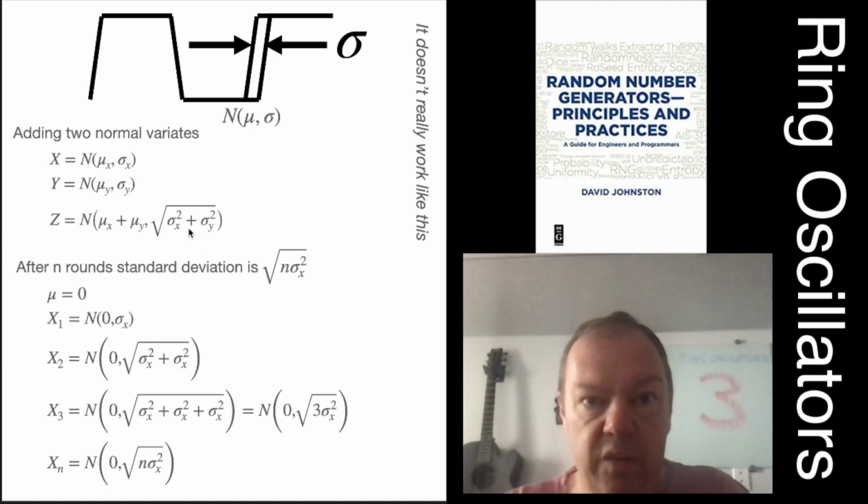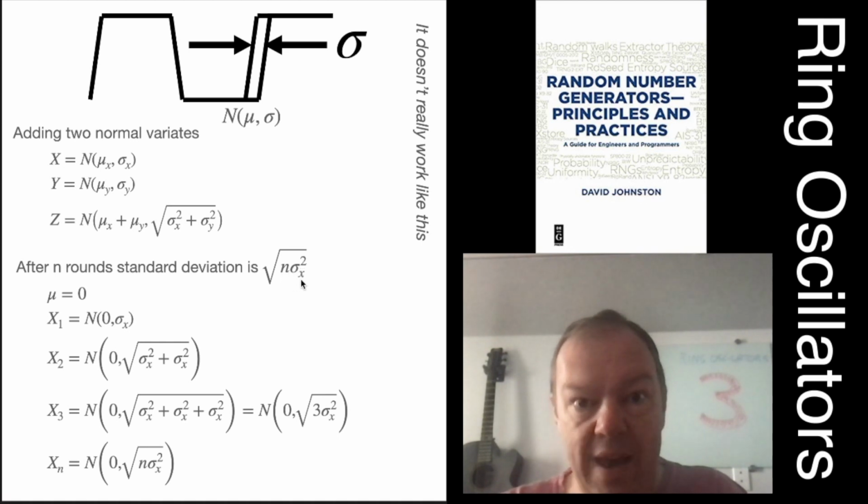So what you find is when you add normal variates, the variance of the resulting distribution is just the addition of the two variances you've added. But if you want to get back to standard deviation, you then need to square root it. So after n rounds, the standard deviation is the square root of n times the standard deviation squared, because what we are adding is the same standard deviation.